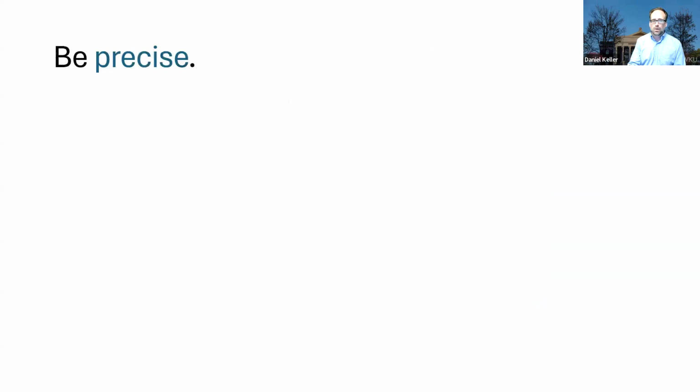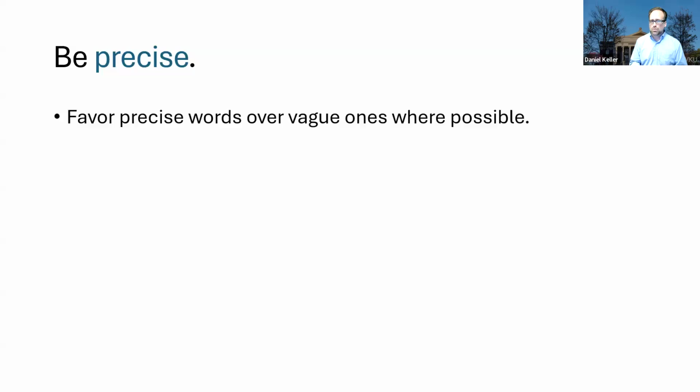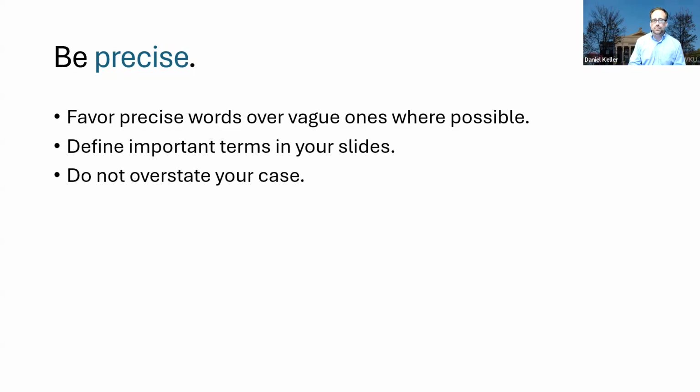How do we do that? Well, the number one thing is be precise, okay? Speak precisely. Favor very precise words over vague ones where possible. And this is somewhere where you can use your slides, right? You have some very specific terminology, put it up there on the slides and define it so that the people in the audience know exactly what you're talking about. And you can refer back to that over and over again. Again, define these important terms in the slides themselves.